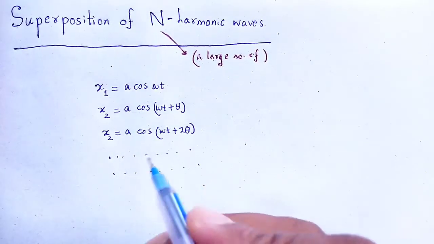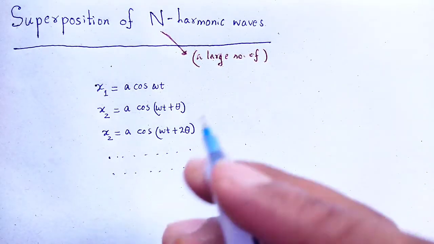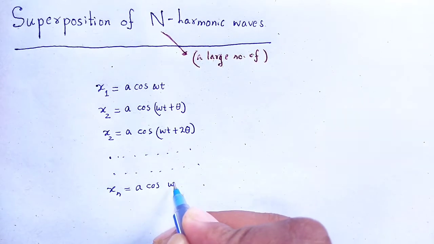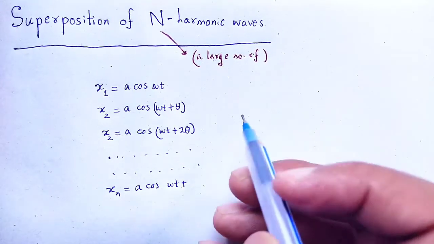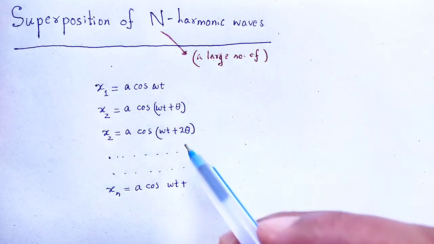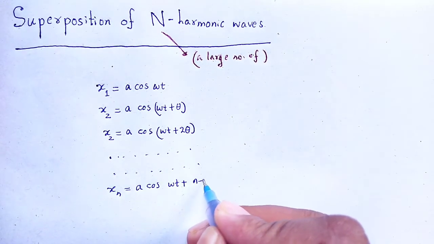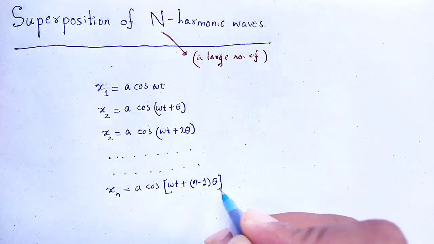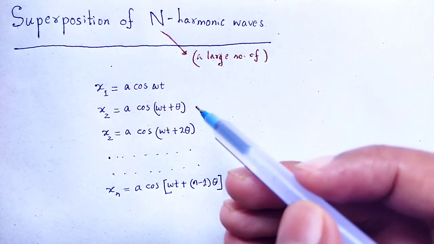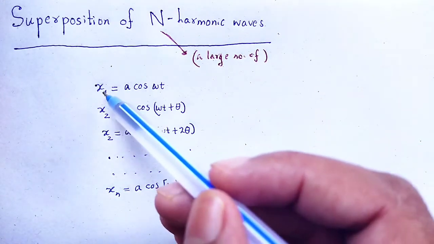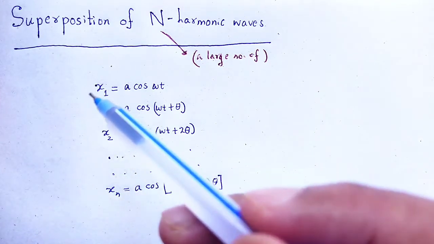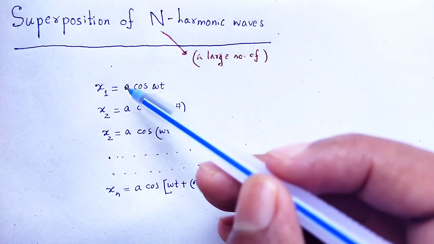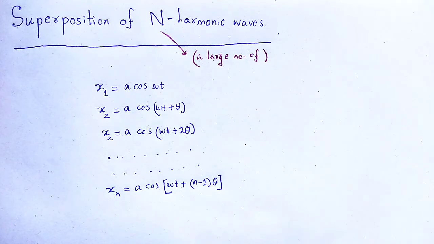we take n number of such simple harmonic vibrations. So xn is a cos omega t plus, in this manner, the nth term will be (n minus 1) theta. Theta is the successive phase difference. x represents the displacement of such vibrations, and A is the amplitude. In all the cases, the amplitude is the same.